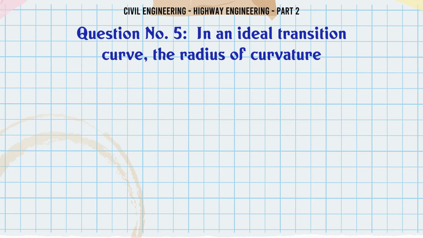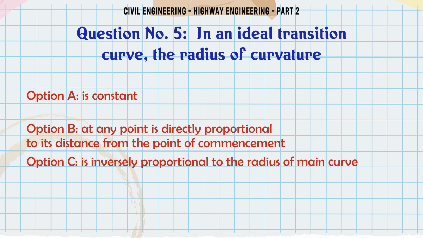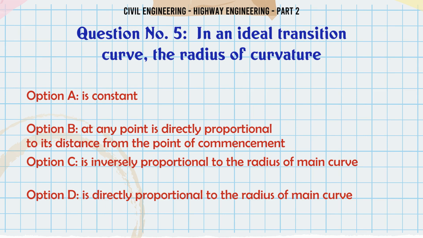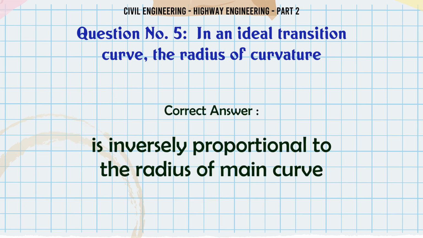In an ideal transition curve, the radius of curvature A. is constant. B. at any point is directly proportional to its distance from the point of commencement. C. is inversely proportional to the radius of main curve. D. is directly proportional to the radius of main curve. The correct answer is inversely proportional to the radius of main curve.